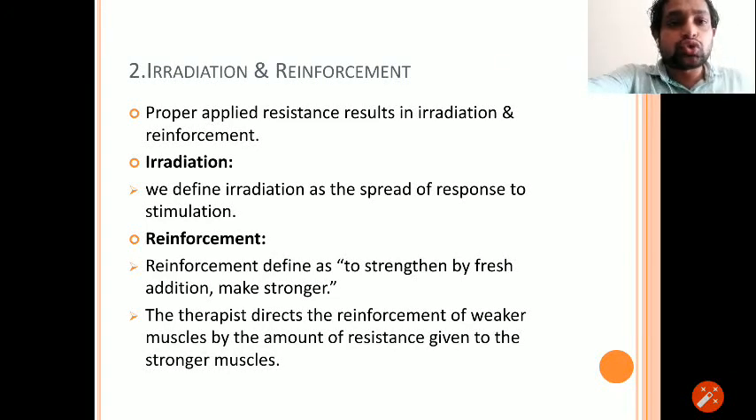Reinforcement means to strengthen by addition, or to make something stronger. So properly applied resistance results in irradiation and reinforcement. We define irradiation as the spread of response to a stimulus. Reinforcement is defined as to strengthen by fresh addition or make stronger. The therapist directs the reinforcement of weaker muscles by the amount of resistance given to the stronger muscles.